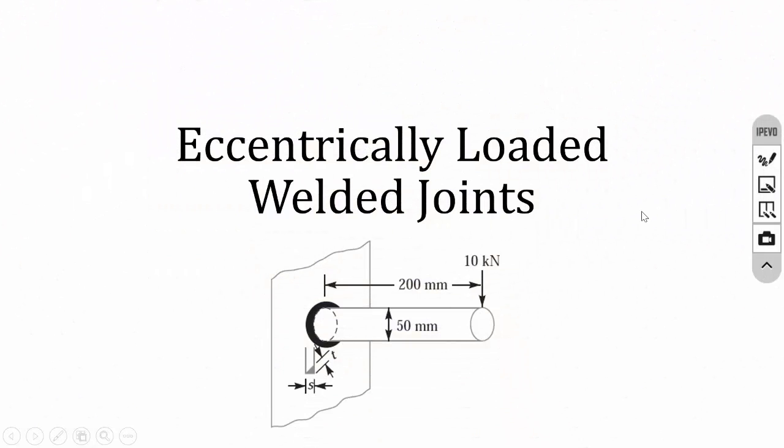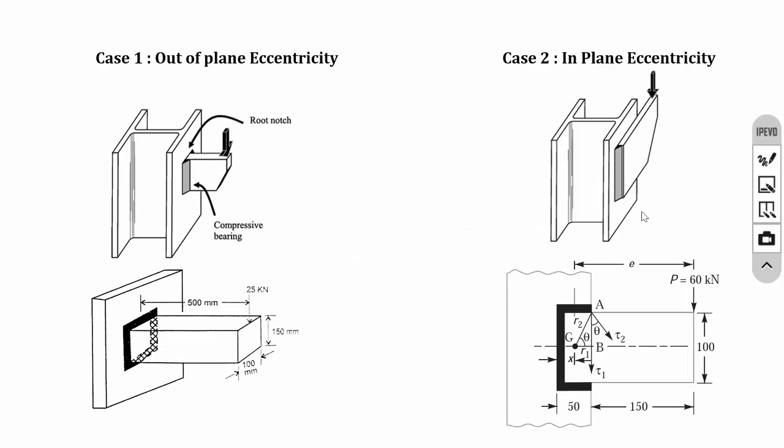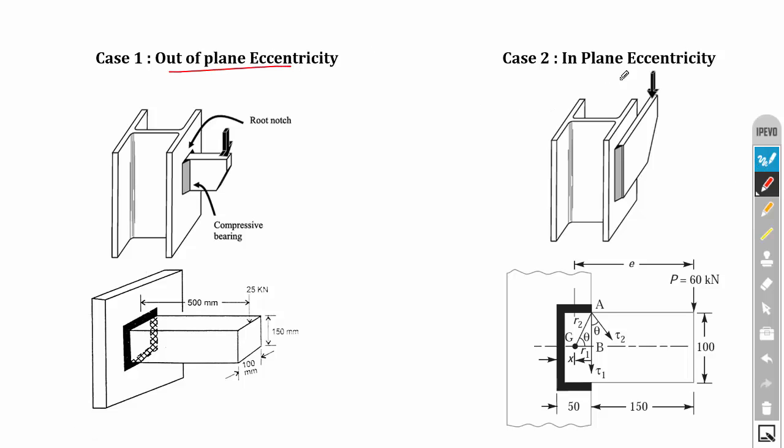In the previous lecture, we have discussed the design of welded joints for direct loading. In this lecture, we are going to discuss the design of welded joints for eccentric loading. There are two cases of eccentric loading. The first one is out of plane eccentricity and the second one is in plane eccentricity.